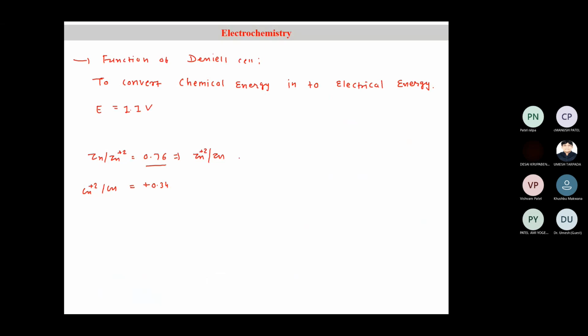So now you can go for calculating the standard E for the cell, the standard electrode potential. The formula for calculating E cell is E reduction at cathode minus E reduction at anode. That is, cathode is 0.34 minus minus 0.76. So the answer becomes 0.34 minus minus plus, which is equal to 1.10, that is 1.1 volt.